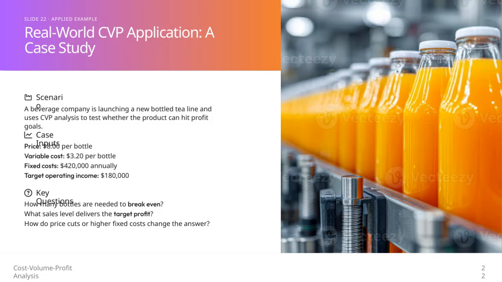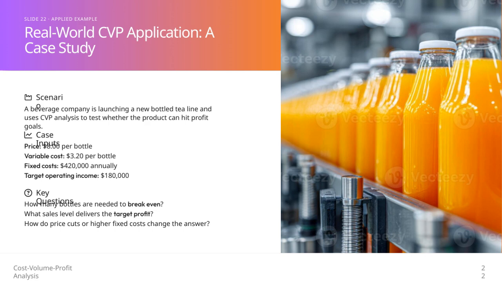Here we have a real-world example of applying cost-volume profit analysis. Imagine a beverage company launching a new bottled tea line. They want to determine if this product can meet their profit objectives. Key inputs for this case include a selling price of $8 per bottle, a variable cost of $3.20 per bottle, fixed costs totaling $420,000 annually, and a target operating income of $180,000.